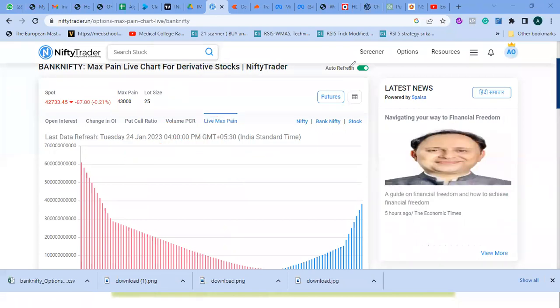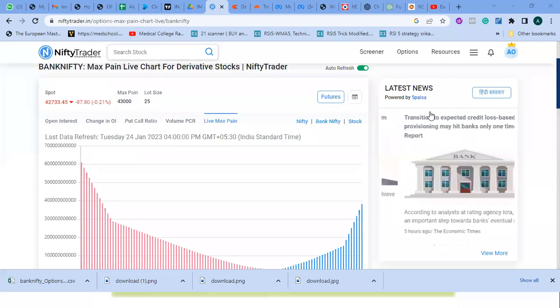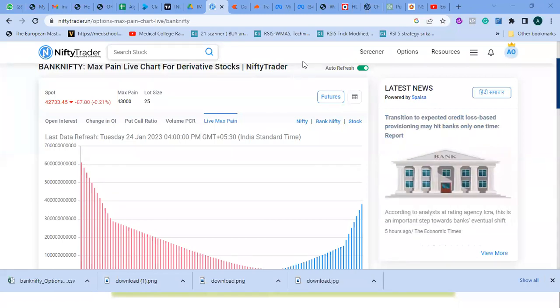Okay, got this? Is this concept clear about the max pain? Yes. So with this, we have completed almost all the basic things which an option trader should know before starting to trade in options.